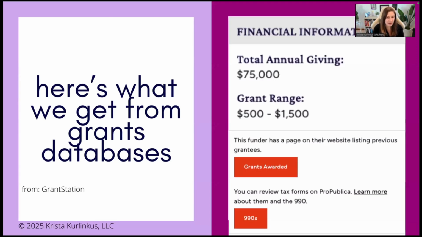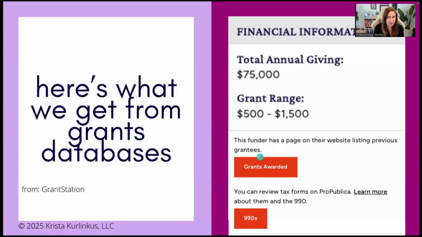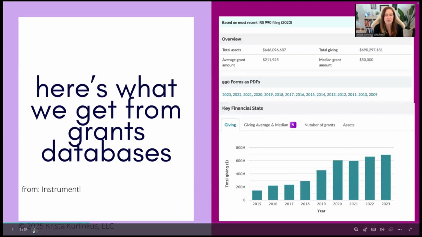So this is an example of the type of data that you will get from GrantStation. Pretty basic, total annual giving and a grant range. If you want further information, you have to go look in the 990s, or if they have a grants awarded list on the funder website, you can go there. Not exactly a lot of info.